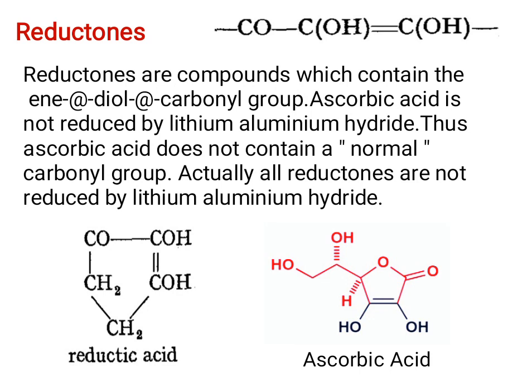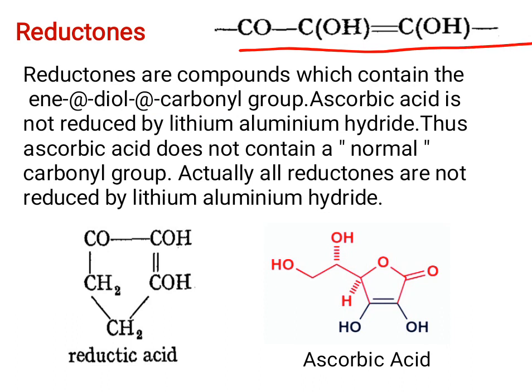Reductones. Reductones are compounds which contain the alpha diol alpha carbonyl groups. Actually, this will be alpha. This will be alpha. Reductones are compounds which contain the alpha diol alpha carbonyl group. This is the structure of reductone.